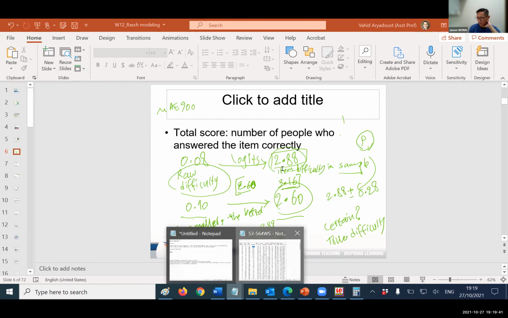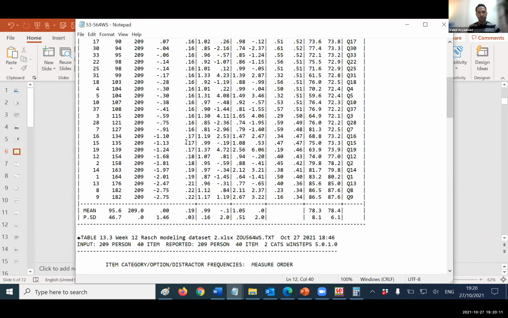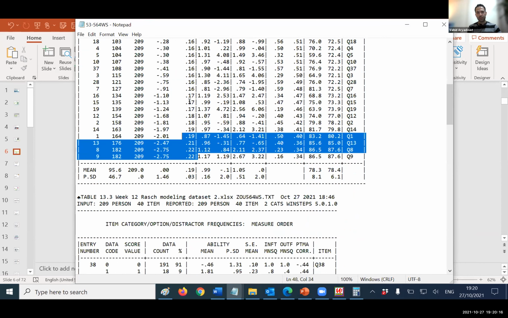So, Dr. Vahid, is it a coincidence that the most difficult question has the highest standard error as well? Is that normally the case? Great question. It's not a coincidence. I have 2 answers for that. An easy answer and a more detailed answer. I'm going to give you the easier one now. If you notice, those items that are very difficult or those that are very easy at the bottom have higher errors of measurement. Standard error, SE is standard error. That means higher uncertainty.